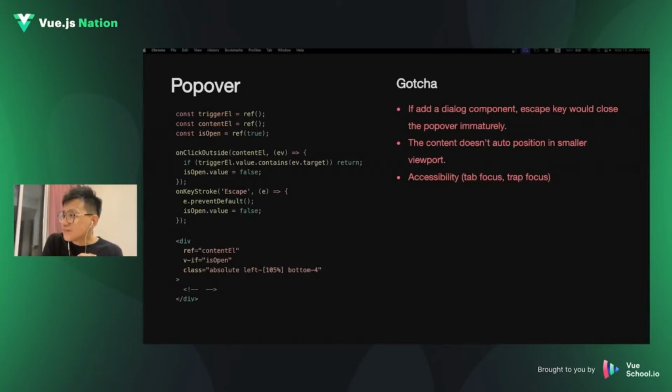Secondly, the content doesn't auto-position in a smaller viewport. As we are using CSS absolute, the positioning is not reactive, so in a smaller viewport, it's going to overflow. And lastly, it doesn't have accessibility built in. It doesn't trap the focus. The tab focus will be lost if I close the component.